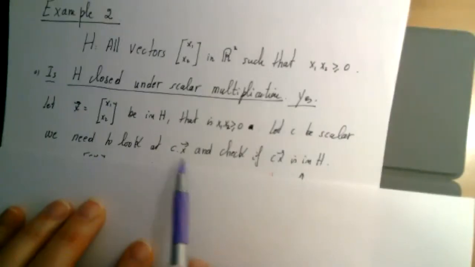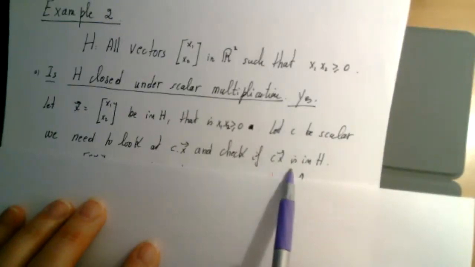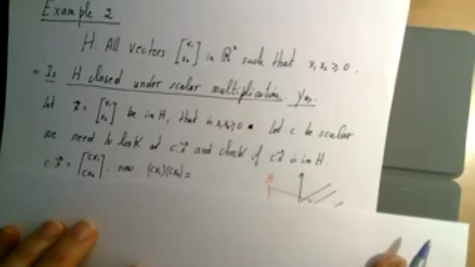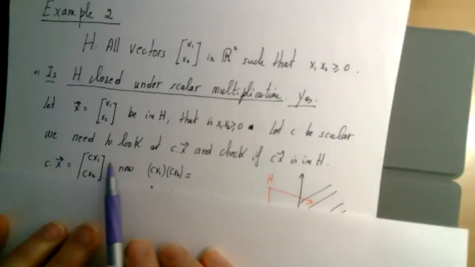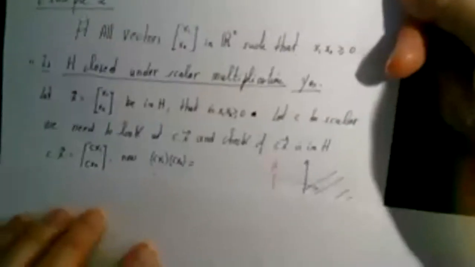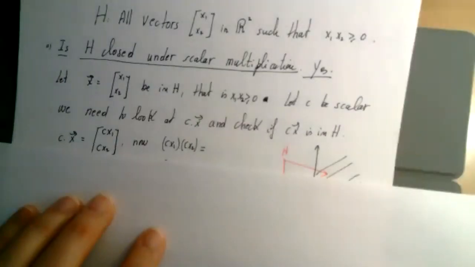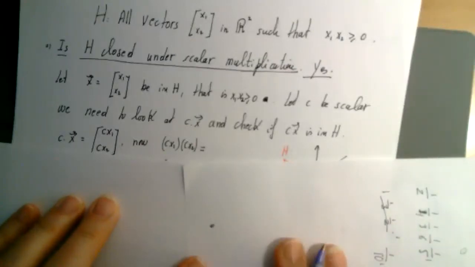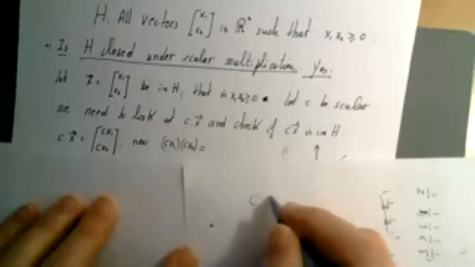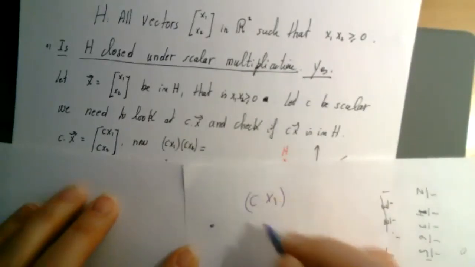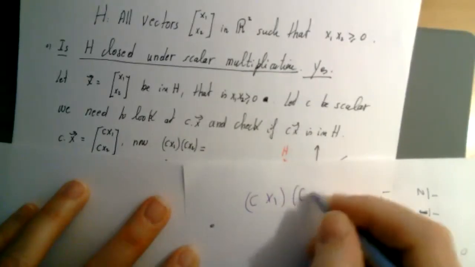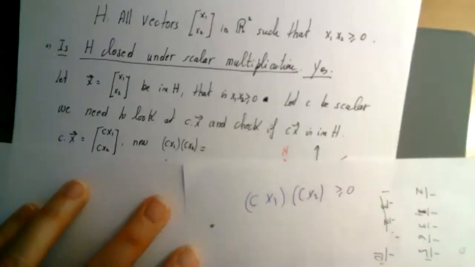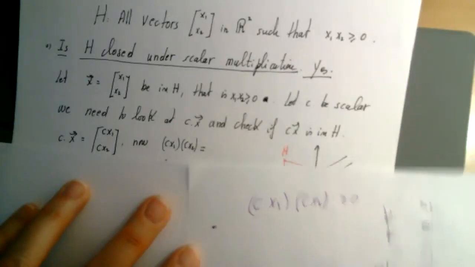We look at C times X and we check if this new vector, Cx, is in H. So what is Cx? It's Cx1, Cx2. Is this vector in H? But what does it mean to be in H? How can I convince you something is in H? By showing you that the first component of your new vector times the second component is positive. That's the property of it.